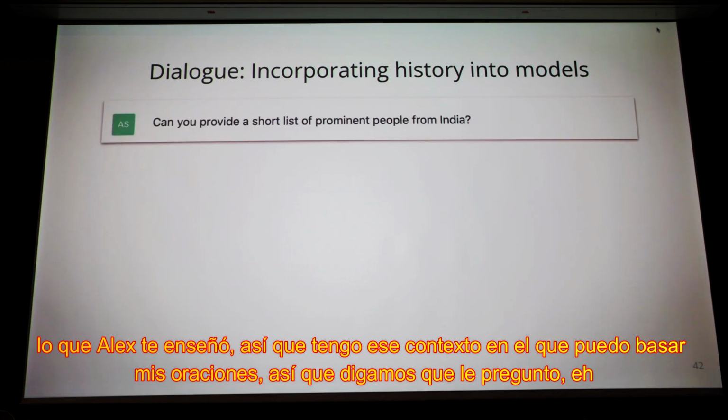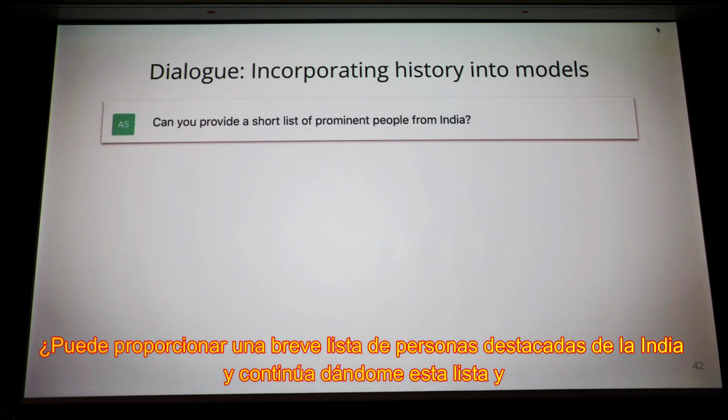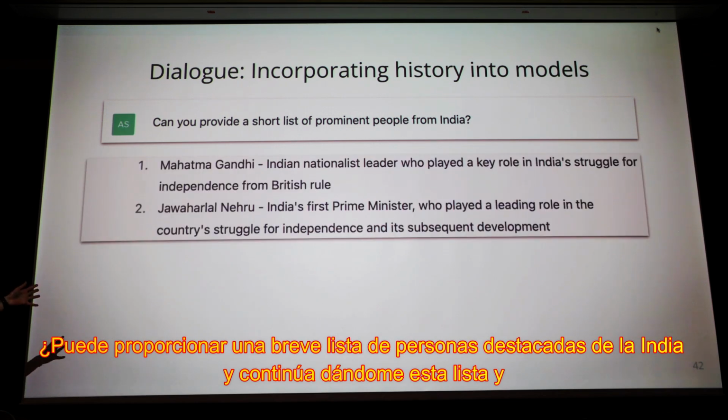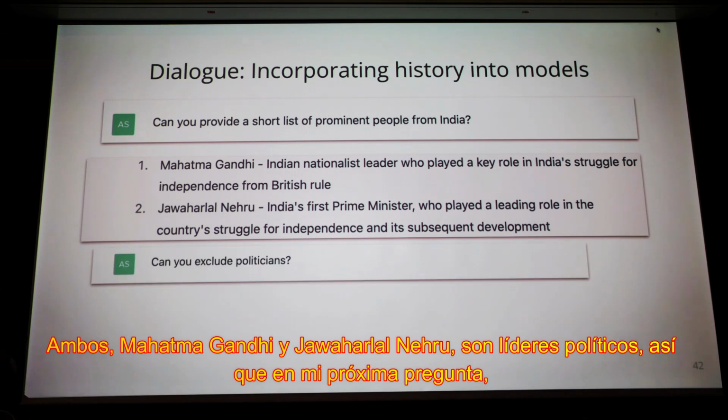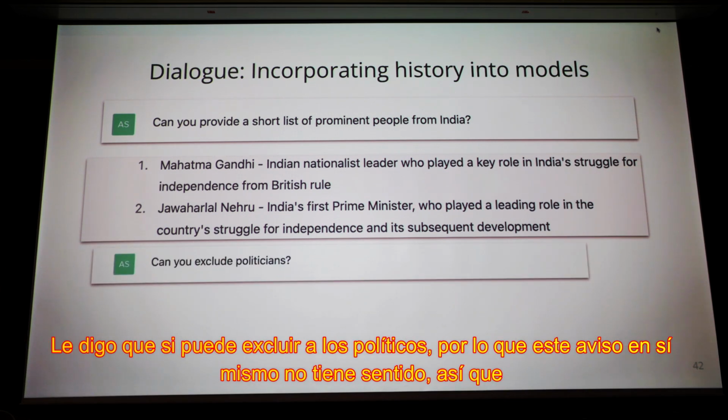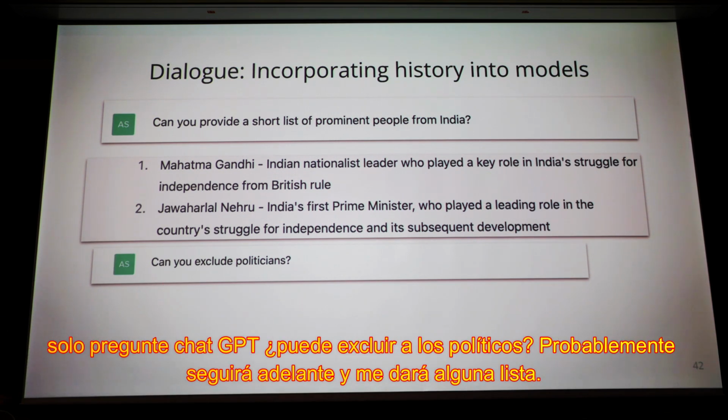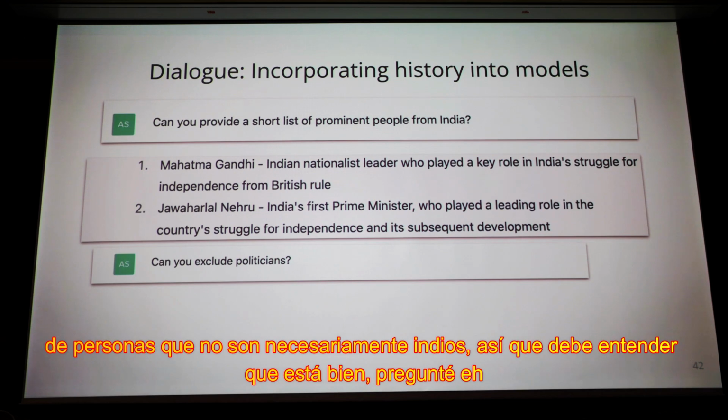Let's say I ask it, can you provide a short list of prominent people from India? And it goes on to give me this list. Both of these, Mahatma Gandhi and Jawaharlal Nehru, are political leaders. So in my next turn, what I tell it is, can you exclude politicians? This prompt in itself doesn't make sense, right? If I just ask ChatGPT, can you exclude politicians, it probably will go ahead and give me some list of people who are not necessarily Indians, right?